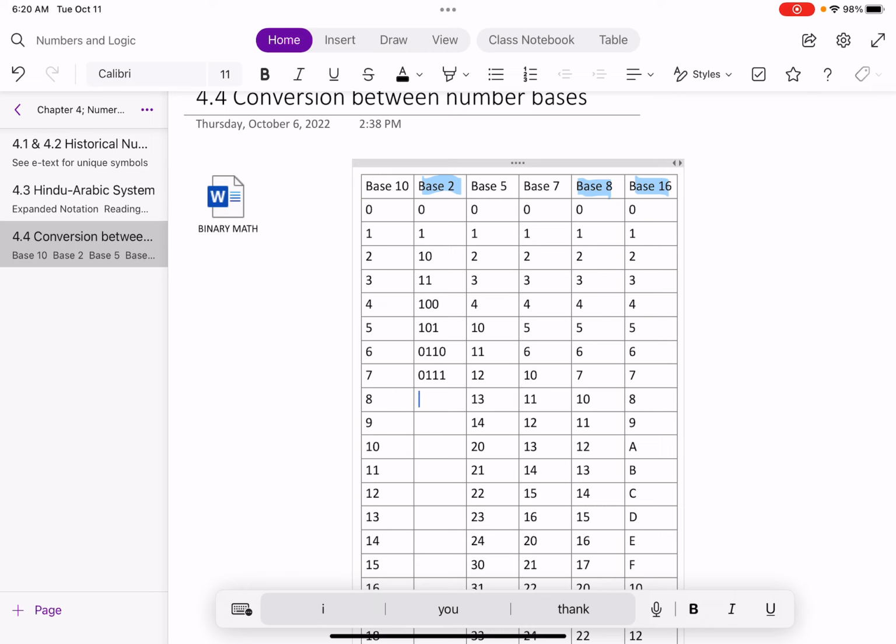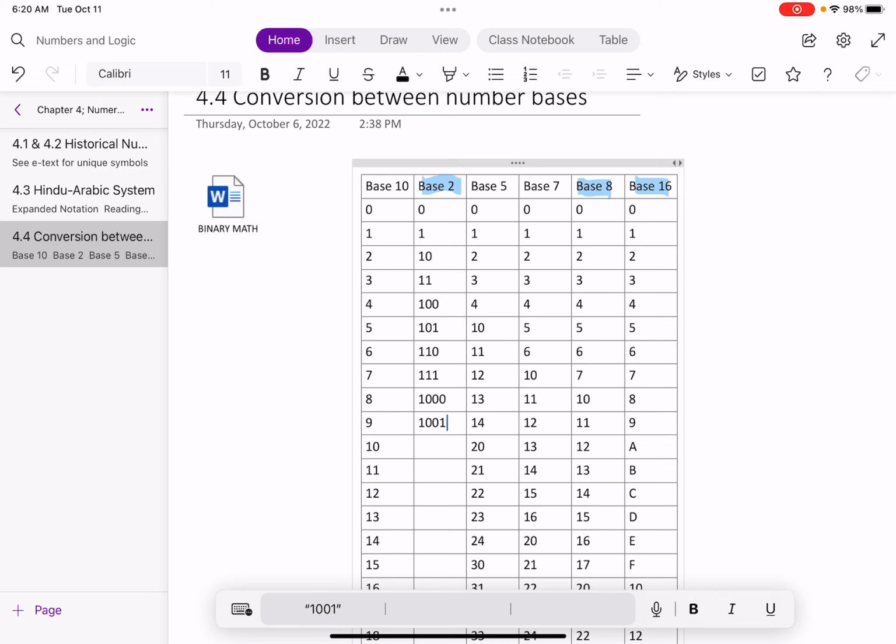4 is 100. 5 is 101. 6 is 110. Oh, I accidentally put that 0 first. Sorry, that's why it's messing me up. There we go. 110 and 111, and then I get to 8, and it becomes 1000. There we go. Now I get the pattern.